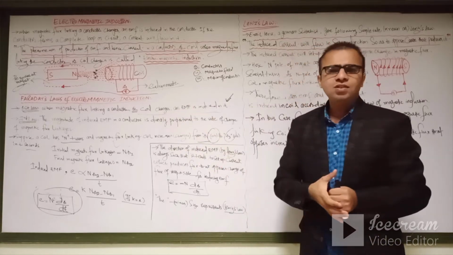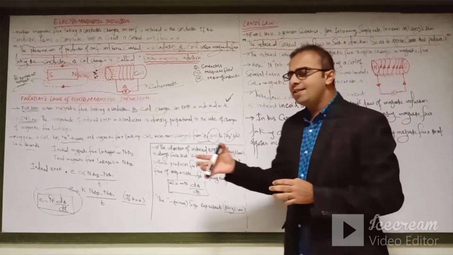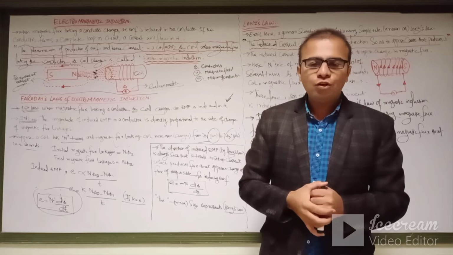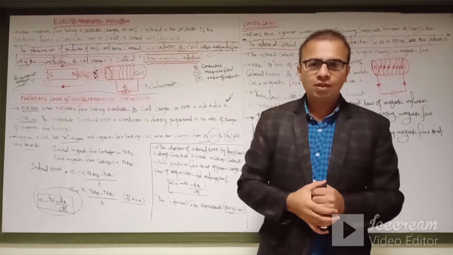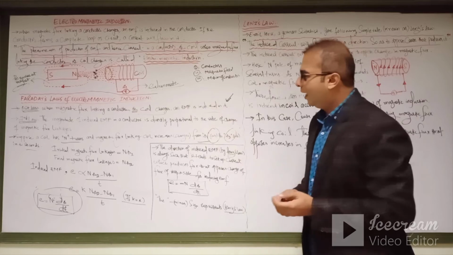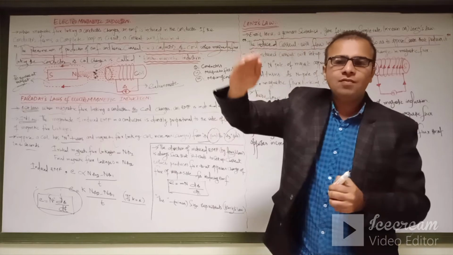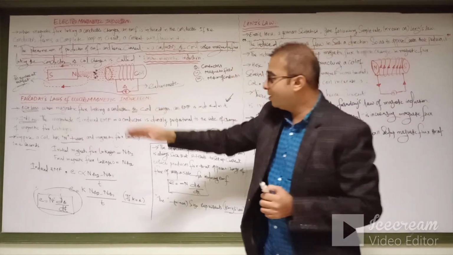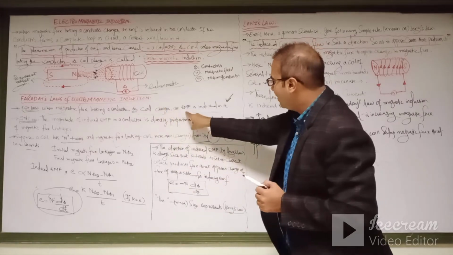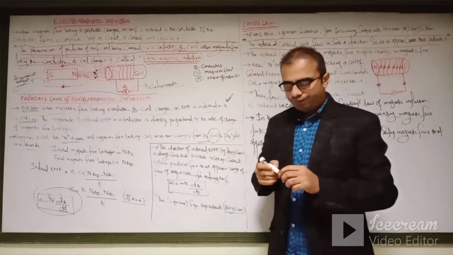So coming towards Faraday's law of electromagnetic induction. He was an English scientist. He gave the law of electromagnetic induction in 1831. Now, if we have to explain this law, it can be divided into two parts. The first law is that when the magnetic flux linking a conductor or coil changes, an EMF is induced in it.